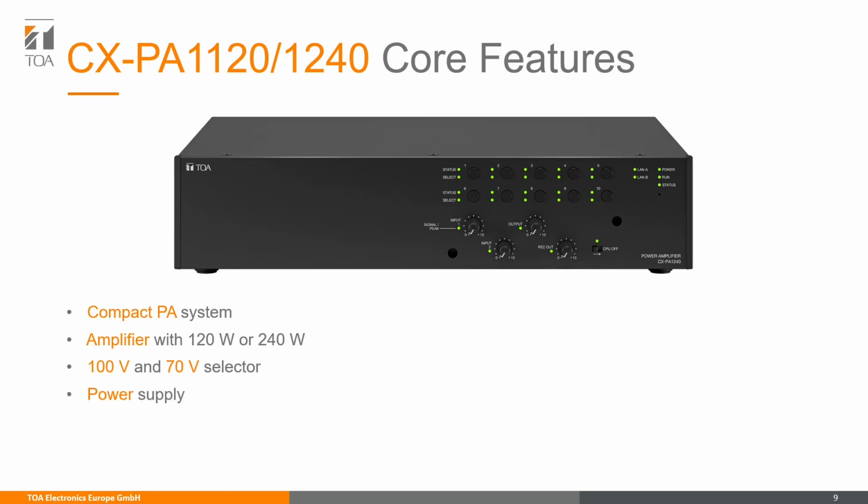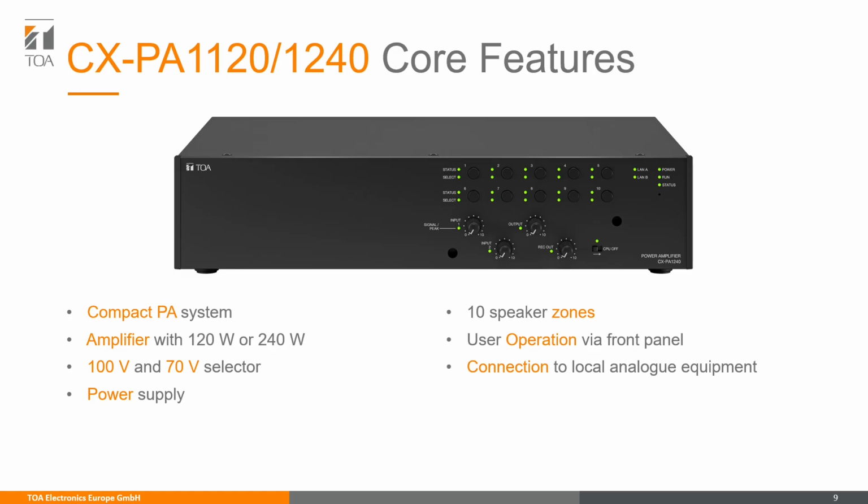It's possible to connect the amplifier directly to AC mains. And the products provide a speaker selector for up to 10 speaker zones connected to the amplifier. Furthermore, there is a variety of operation possibilities at the front panel. And finally, of course, it's possible to connect local analog equipment like microphones or music sources.